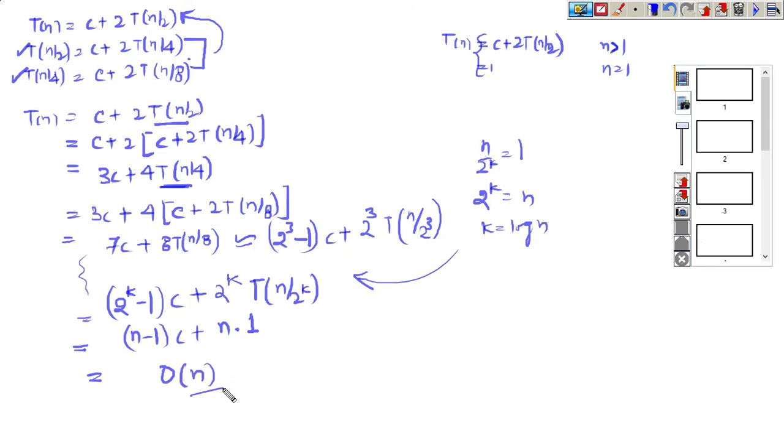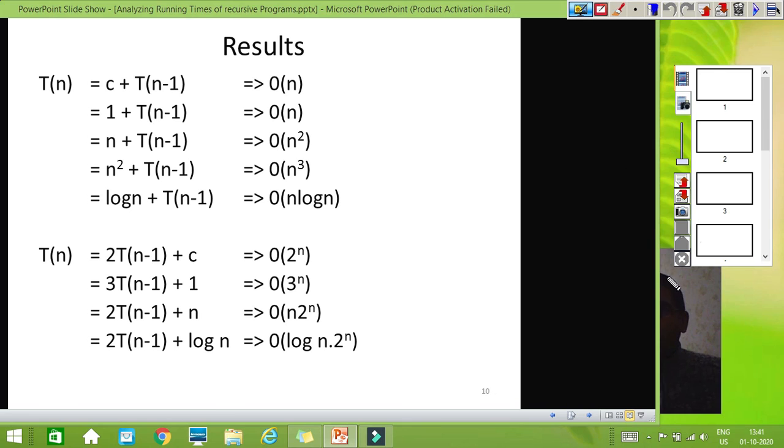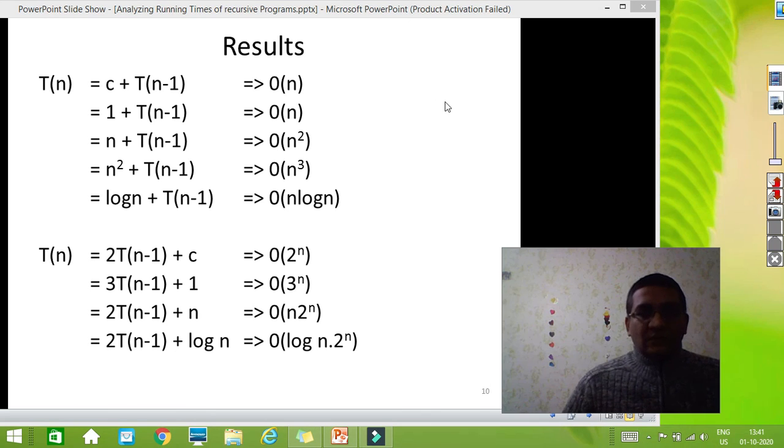So we have seen many examples. Some recursive algorithms we have seen, and then we have also learned how to convert these algorithms into equation form, and then how to evaluate that equation to find the running time. In the next video, we will be discussing solving all these same algorithms using the recursive tree method. You must be knowing all these methods.